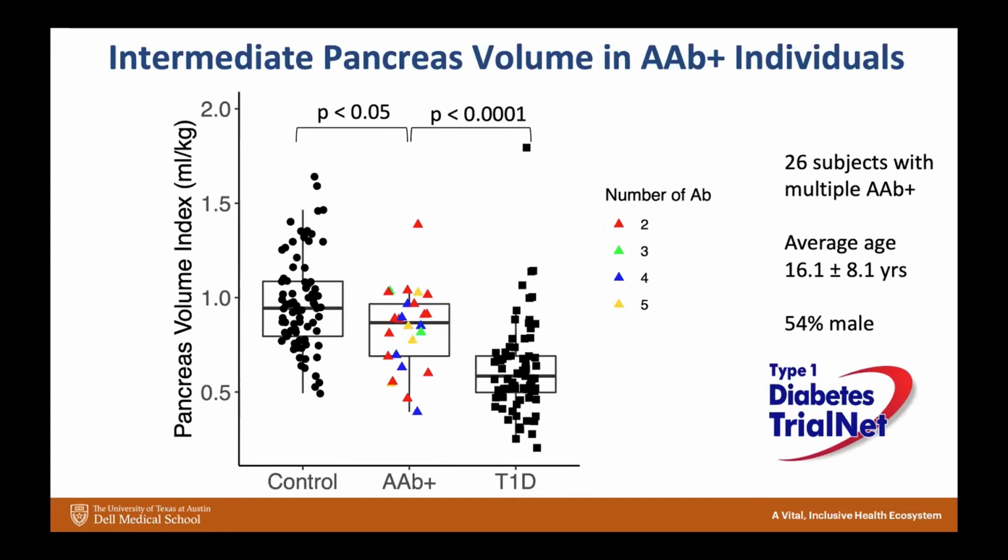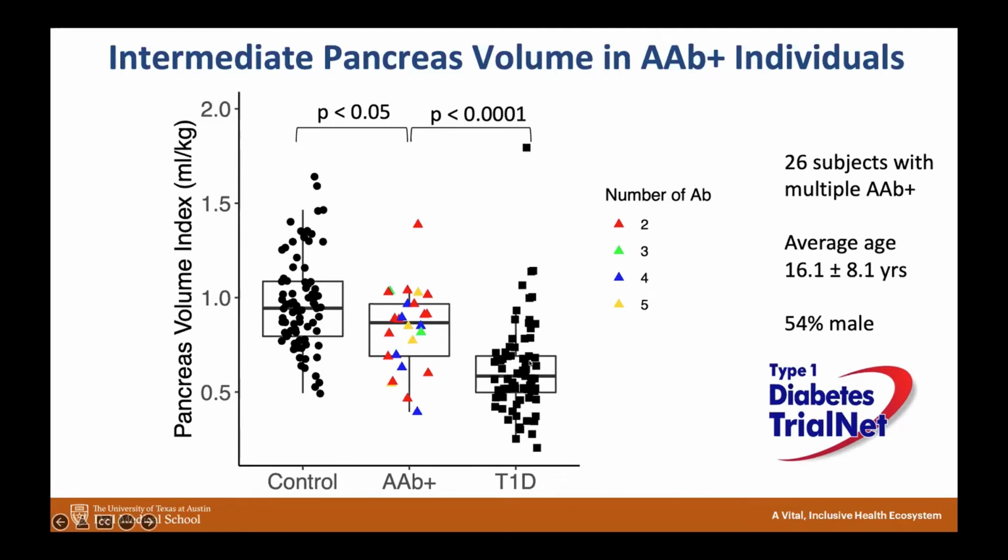On average, if you have multiple autoantibodies, so you have 2 or more of these 5 autoantibodies that TrialNet currently tests for, you have about a 50% chance of getting the disease in the next 5 years. So we've enrolled over 26 people now who have these multiple autoantibodies in their blood. And what we find is their pancreas size tends to be in the middle. It's a little smaller than those individuals who don't have a risk factor for developing type 1 diabetes, but it's a little larger on average than these individuals on the right who were just diagnosed with type 1 diabetes.